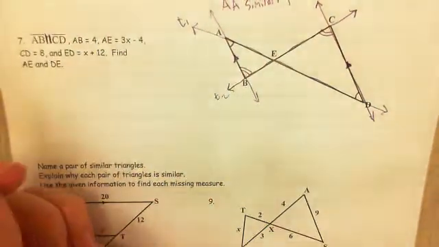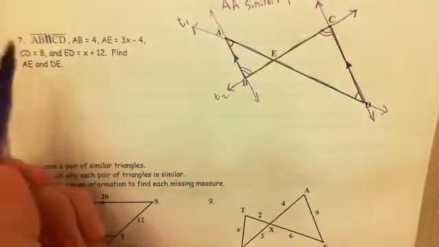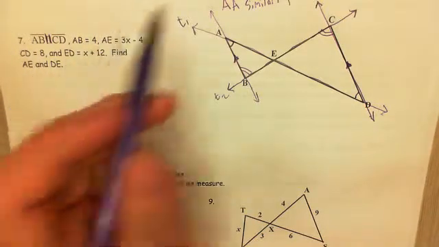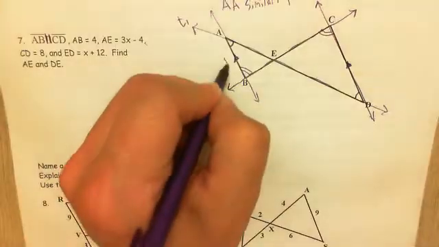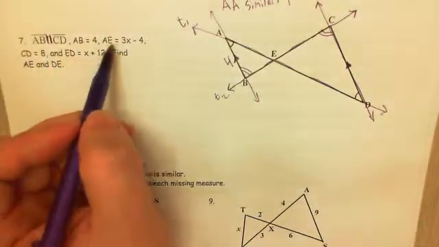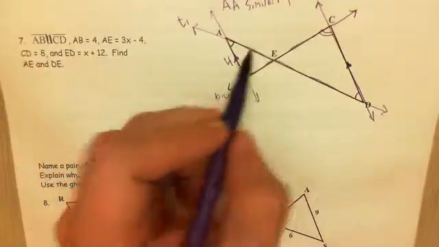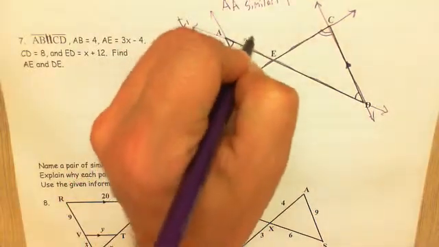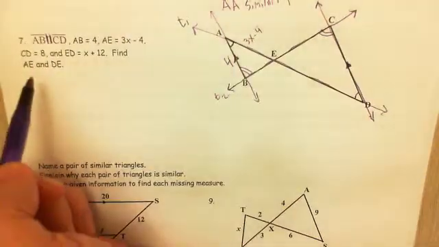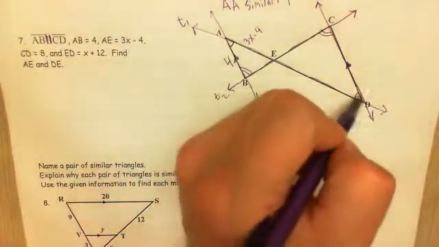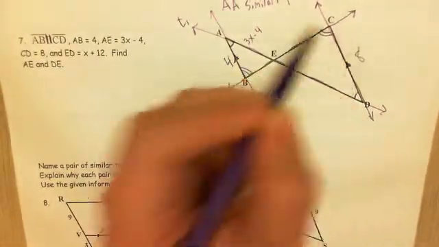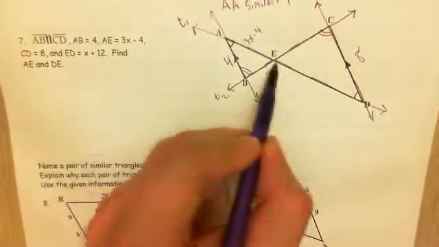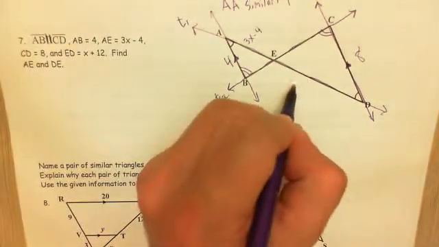So now that we've established that the 2 triangles are similar, we should be able to do the rest of this problem. It says AB equals 4. So find AB. AB is right here, and label that 4. You have AE equal to 3x minus 4. AE is this little short piece right here, and that is 3x minus 4. You have CD over here, that's 8. So CD is this side over here, so that is 8. And then you have ED. ED is this little short piece. So ED is x plus 12.